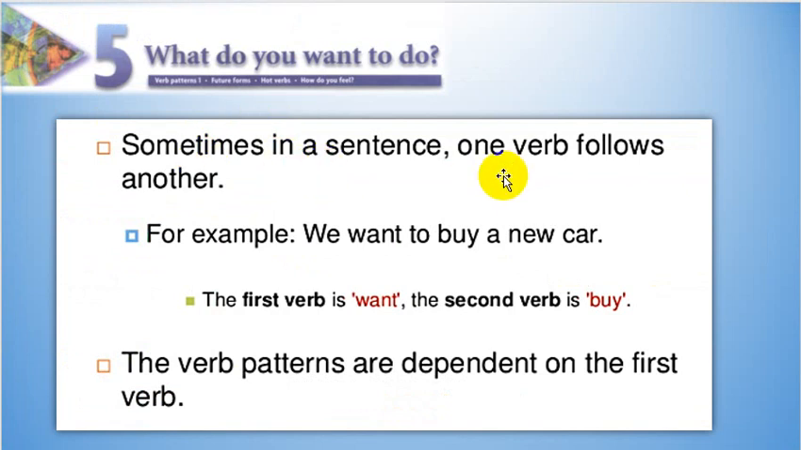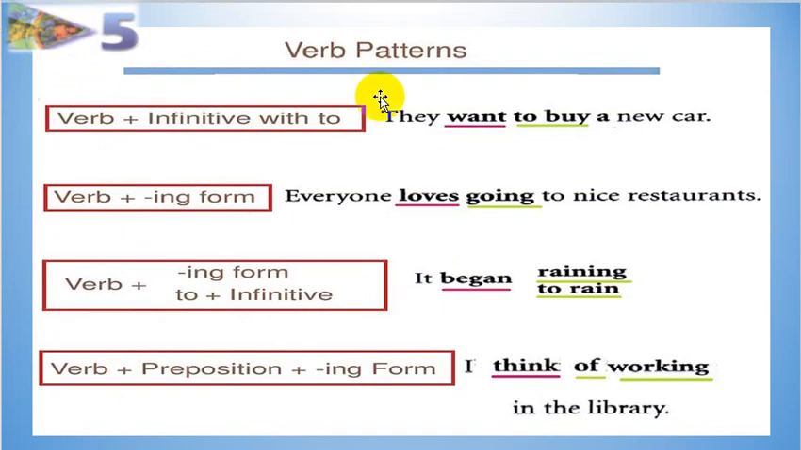Sometimes in a sentence one verb follows another. For example, we want to buy a new car. The first verb is want. The second verb is buy. The verb patterns are dependent on the first verb. That is what we will see in the next slide. Now, there are four types in this unit. There are four types of verb patterns, four patterns.